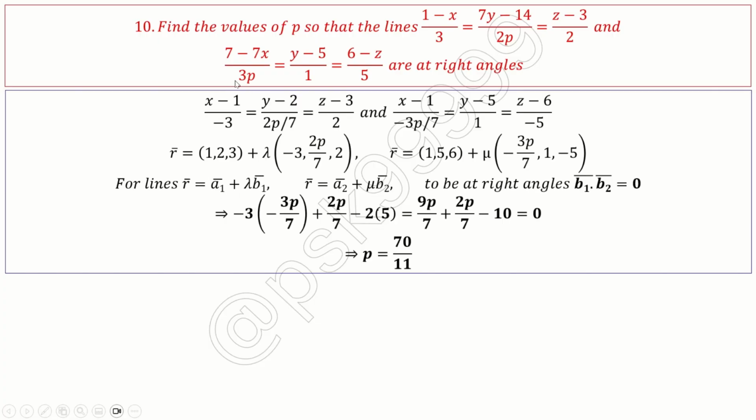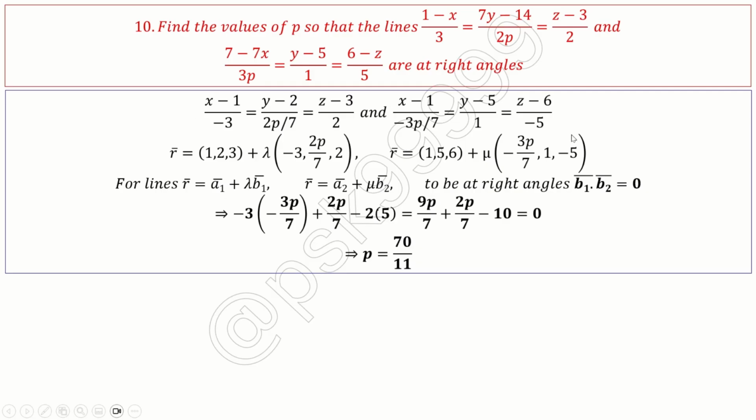Okay. So 3 into 3p. Only thing is, before doing that, you should write in proper form actually. This is not x minus 1, this is 1 minus x. So you should write in the proper way, which is nothing but (x minus 1)/(minus 3). Equal to, this is 7y minus 14, so divided by 7 you do, so (y minus 2)/(2p/7). Which is equal to (z minus 3)/2, which is same. And the second one is (x minus 1)/(minus 3p/7), which is equal to (y minus 5)/1, which is equal to (z minus 6)/(minus 5).